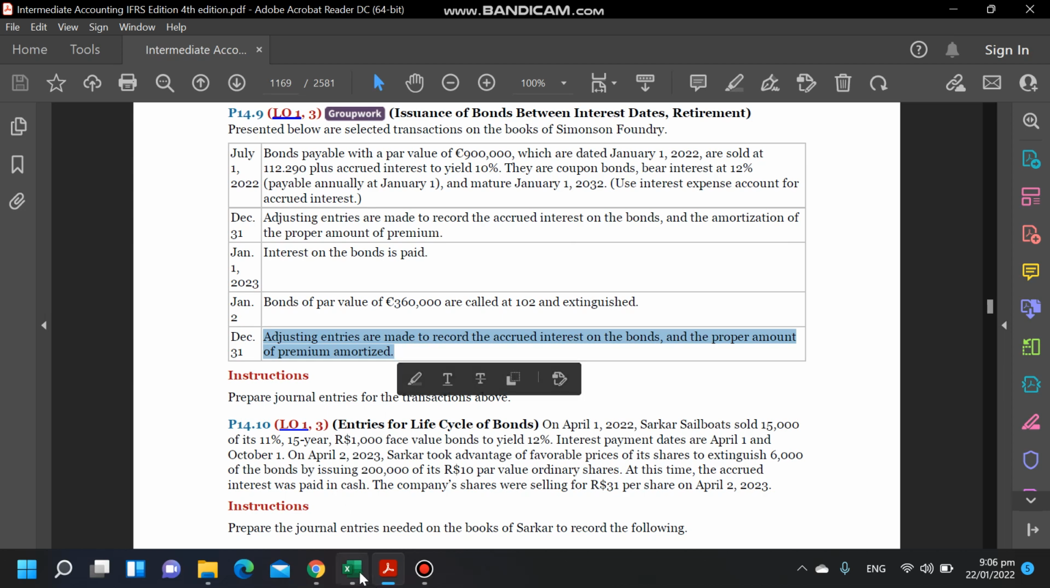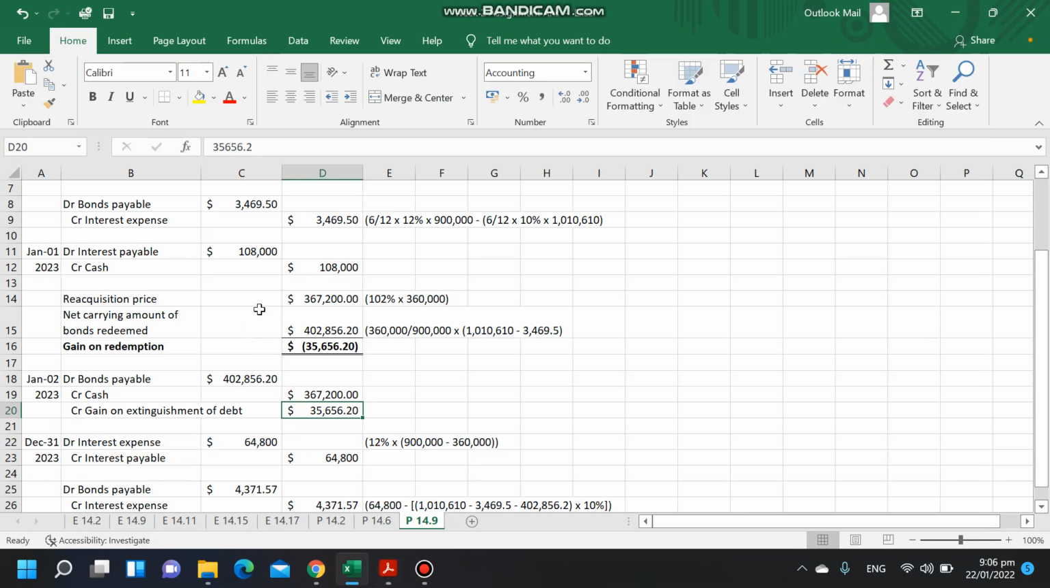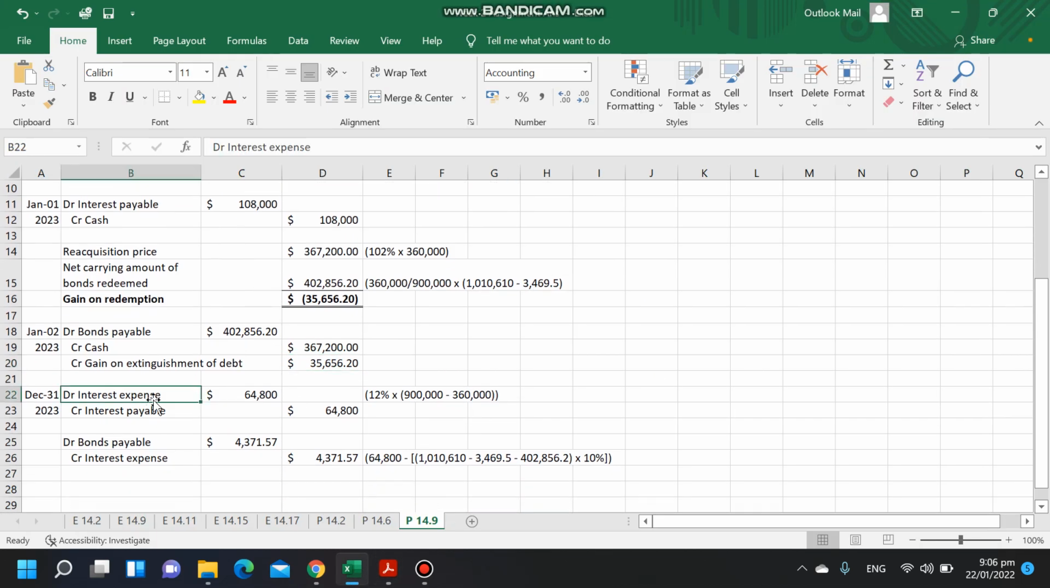And then December 31st, adjusting entries are made to record the accrued interest on the bonds and the proper amount of premium amortized. So for the accrued interest, it won't be the same anymore because our par value has decreased by 360,000. So the interest that we must accrue is 900,000 minus 360,000 times 12%, which is 64,800. So debit interest expense, credit interest payable 64,800.